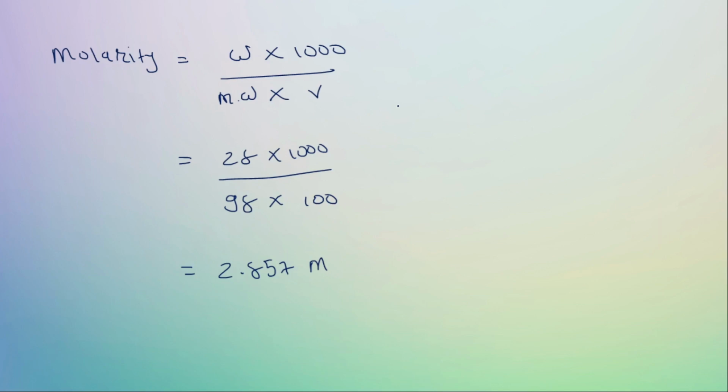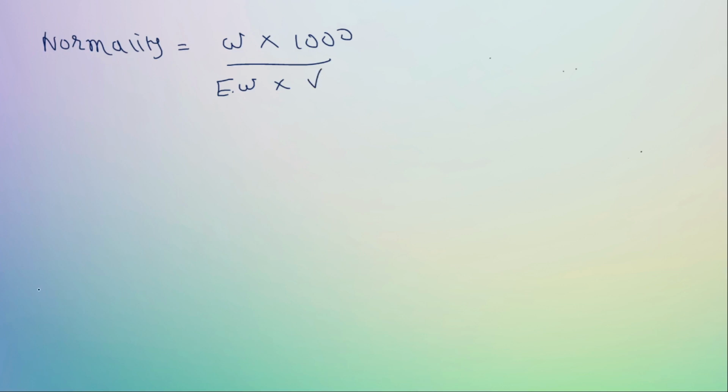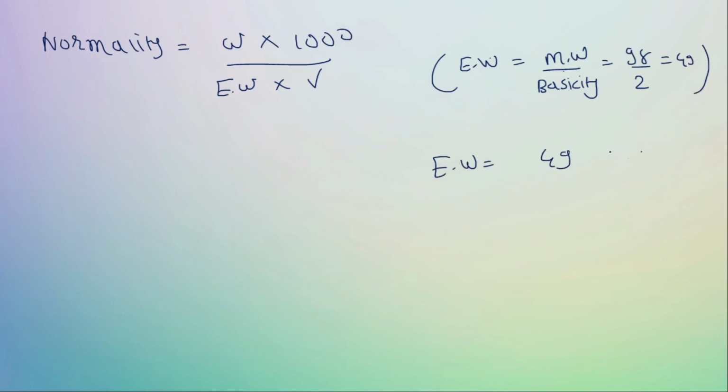Similarly, to find the normality, normality is equal to W × 1000 upon equivalent weight into volume of the solution. The equivalent weight will be equal to molecular weight upon basicity. For acid, basicity, 98 by 2. Why? Because H2SO4 will give 2H⁺ in the solution. So 49. We can write it like W is equal to 49 gram equivalent.